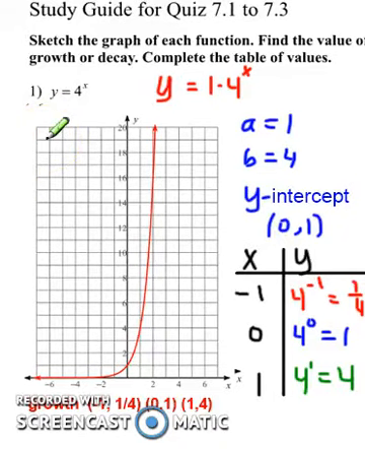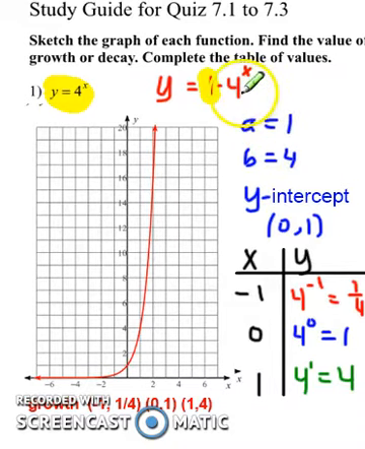In problem number 1, we're going to find the values of a, b, and the y-intercept. We're going to classify it and complete a table of values. So I have this equation. I'm going to rewrite it with my coefficient of a, which is 1 since it's not shown. So the value of a is 1. The value of b is 4.